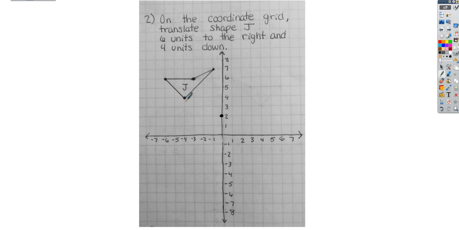So let's do this one. We're going to go 6 units to the right and 4 units down. 1, 2, 3, 4, 5, 6. 4 units down. 1, 2, 3, 4. Our next space, again, we're going to go 6 units to the right and 4 units down. So 1, 2, 3, 4, 5, 6. 1, 2, 3, 4. And our last point, we're still doing 6 units to the right and 4 units down. 1, 2, 3, 4, 5, 6. And 4 units down. 1, 2, 3, 4.